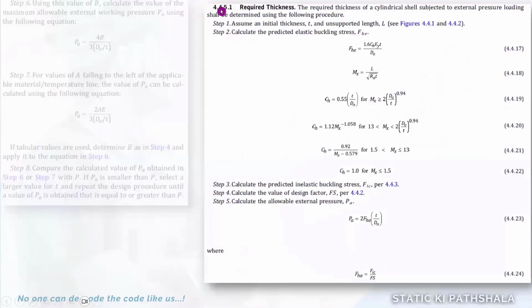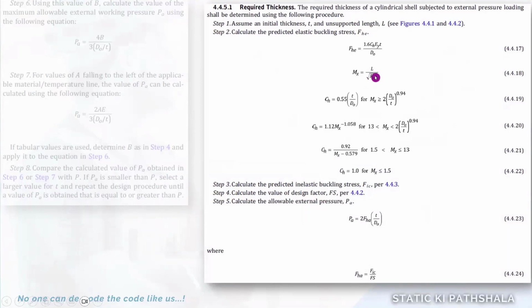Correct? This procedure is in no way similar to what is given in Division 2. It is way different from what is given in Division 1. When it comes to Division 2 for the external pressure loading, they have given 4.4.5.1. Here we have to calculate the predicted elastic buckling stress, FHE. This is the value we have to use. This is based upon the dimensions. RO is nothing but the OD by 2, that is, the outside radius.